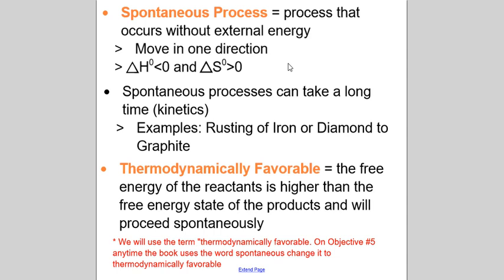So down here you can see that we will use the terms thermodynamically favorable. In the book it says spontaneous. Know that we are talking about thermodynamically favorable, and AP prefers the phrase thermodynamically favorable. So get used to hearing that all the time.